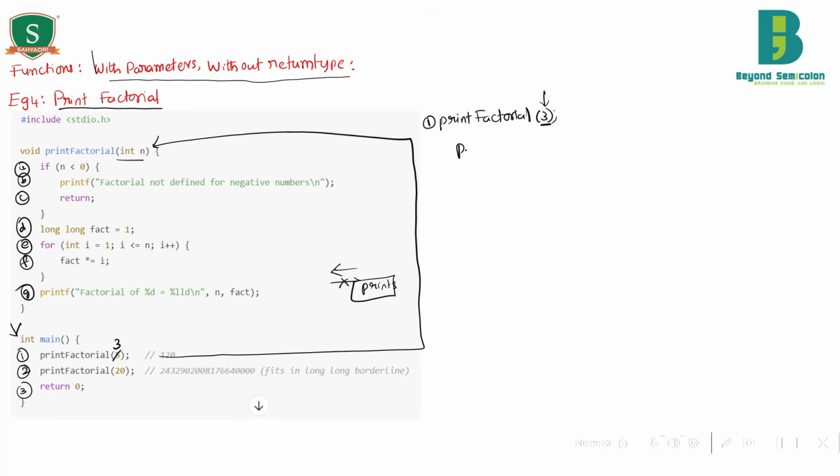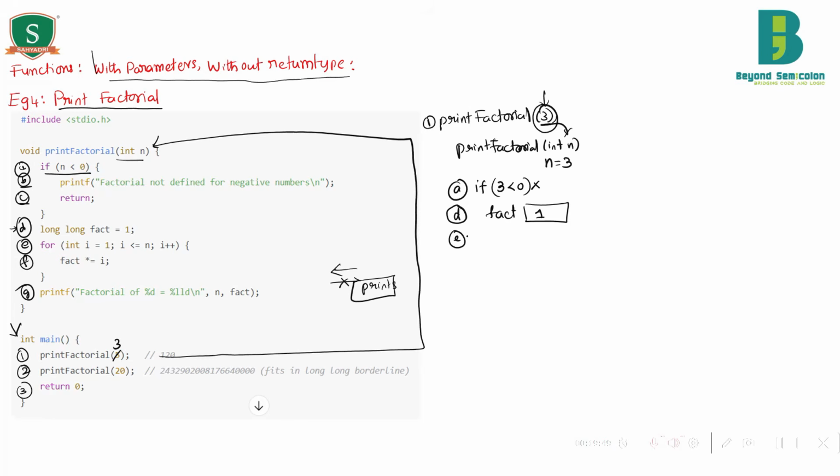Here, the function that would be calling is print factorial of int n. It means the 3 value is assigned to n. Now n becomes 3. Look at the first statement. The first statement is if n, that is 3, less than 0. Is the condition true? The condition failed. So the moment the condition failed, it does not execute B or C statement. Directly it goes to the D statement. Factorial is equal to 1.